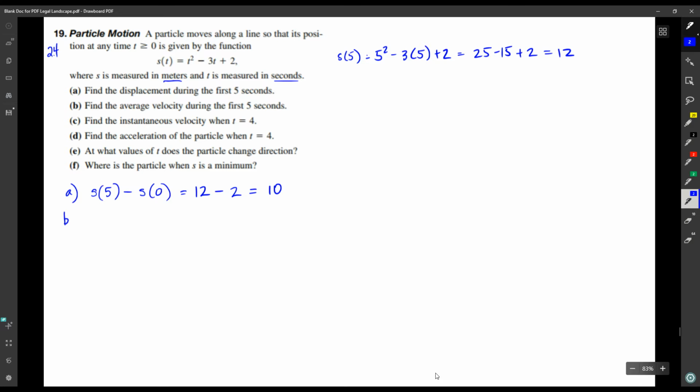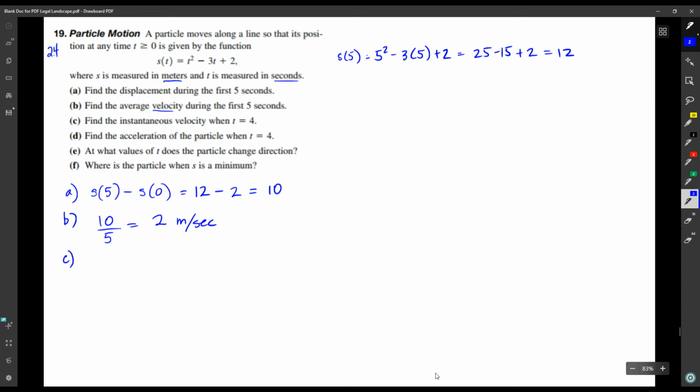For part B, we want the average velocity during the first 5 seconds. Average velocity is another way of saying average rate of change, and we know that that is the distance traveled over the time taken. Well, it's the same 5-second interval as in part A, so we already know the distance traveled is 10, and the time taken is 5 seconds. So the average velocity is 10 over 5, or 2, and that's a rate, so it's in meters per second.